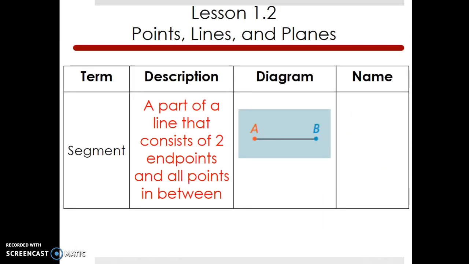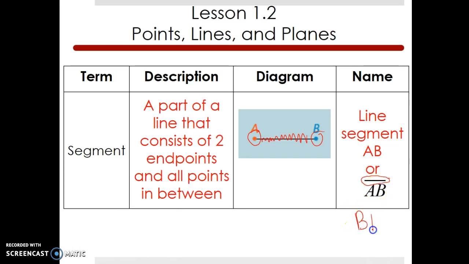Segment. A segment is a part of a line that consists of 2 endpoints, so again, it ends, and all the points in between. So you can write line segment AB like a line, except instead of arrows, they both end on both sides. Again, like a line, it does not matter what way you say it, it's AB or BA, it's the same thing. Same segment you're talking about.